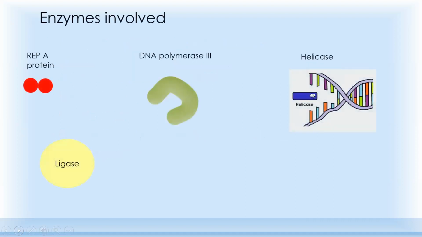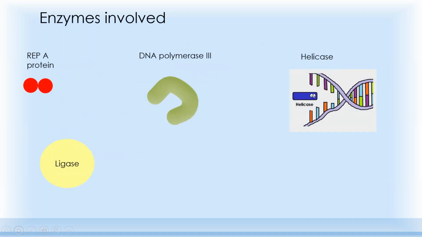Next, we'll talk about the enzymes that are involved in rolling circle replication. The first enzyme is Rep-A protein. It is a regulatory protein. The Rep-A protein is a dimer, okay? It is made up of two monomers and it contains active sites that have a tyrosine group. This Rep-A is a very important enzyme and it helps in the smooth functioning of the overall processes in the rolling circle replication.